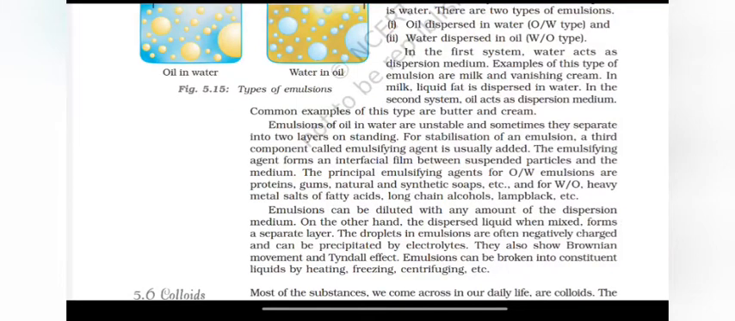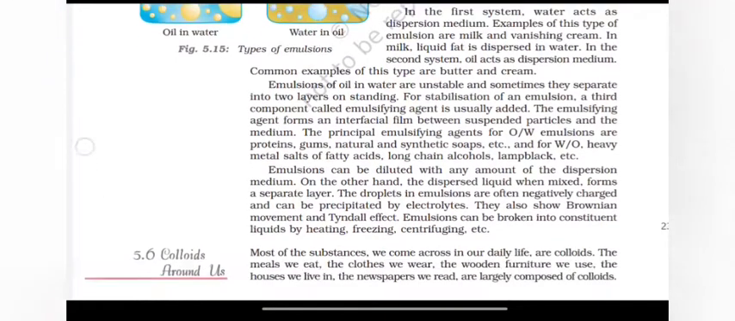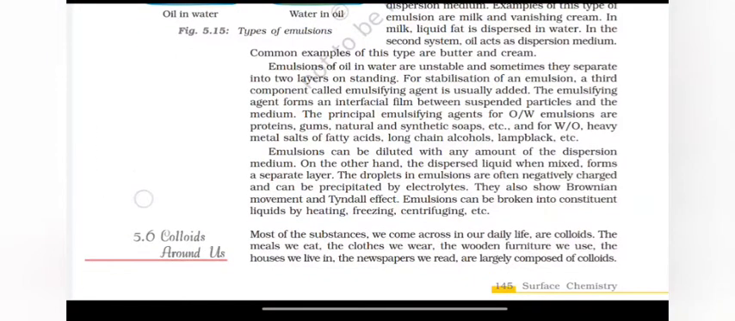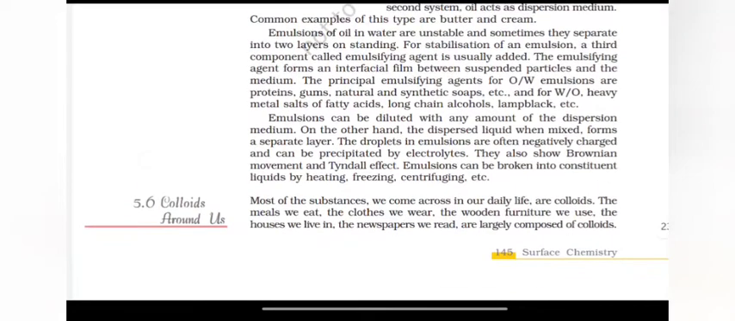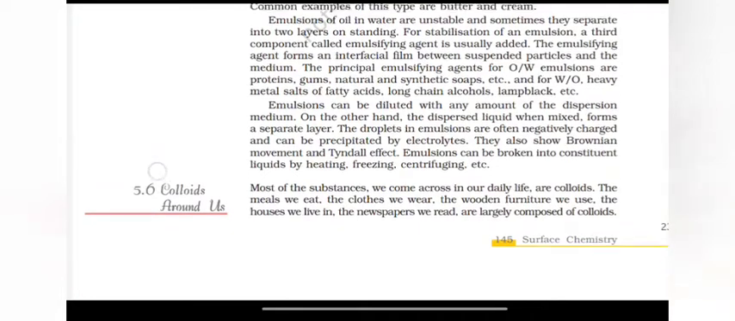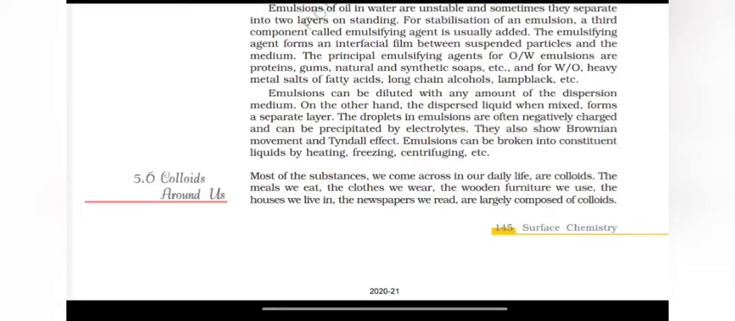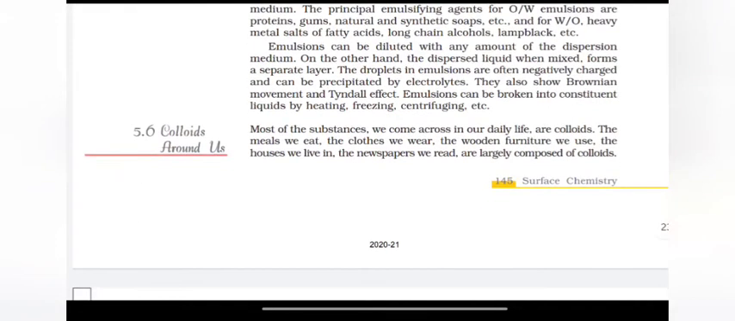In the second system, oil acts as dispersion medium. Common examples are butter and cream. Emulsions of oil and water are unstable and sometimes they separate into two layers on standing. For stabilization of an emulsion, a third component called emulsifying agent is added. The emulsifying agent forms an interfacial film between suspended particles and the medium. The principal emulsifying agents for oil in water emulsions are proteins, gums, and natural and synthetic soaps, and for water in oil, heavy metal salts of fatty acids, long chain alcohols, lamp black, etc.